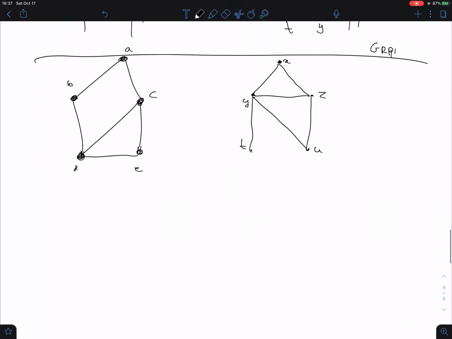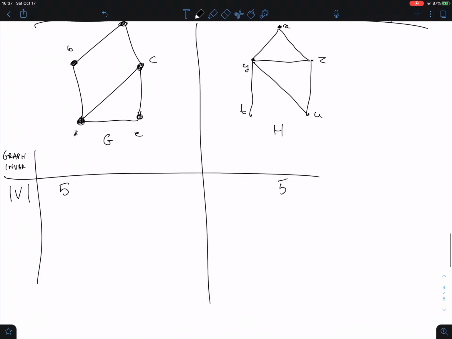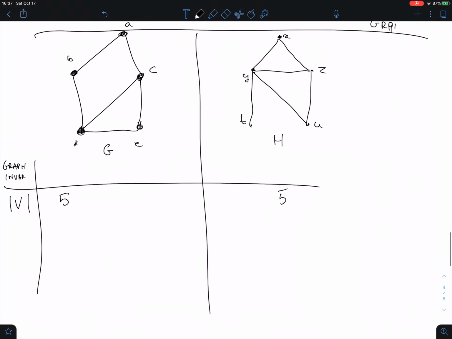Let me perhaps write them here. I'm going to do it this way. Sorry. And graph invariants. The first one I could consider is the number of vertices. So this is my G here, and this is H. How many vertices do I have? 5 here, and 5 there. Okay, I'm making a table to verify everything.